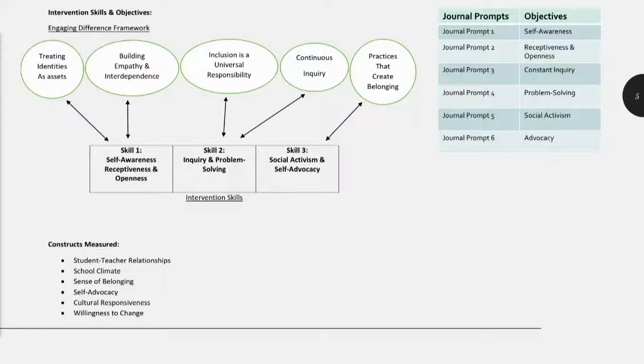So the topics were treating identity as assets, building empathy and interdependence, using inclusion as a universal responsibility, continuous inquiry, and practices that create belonging. So those were the themes for each month, and then the skills under those themes were what we focused on. The constructs that I measured were student-teacher relationships, school climate, self-advocacy skills, all of those, and they were by self-report.